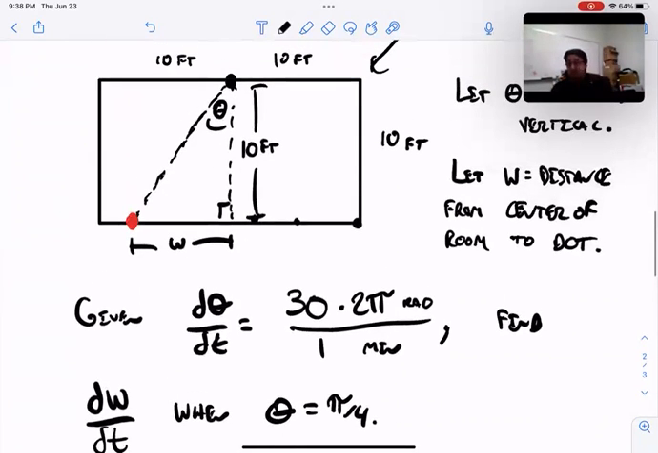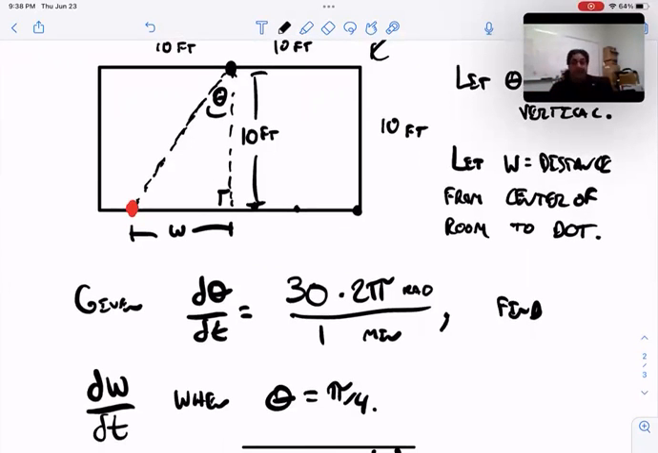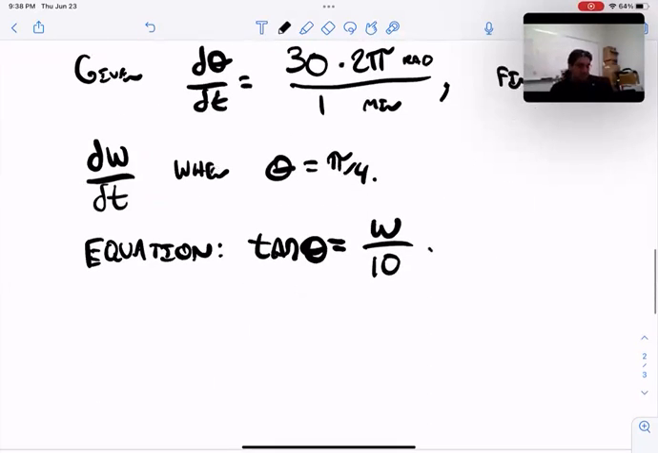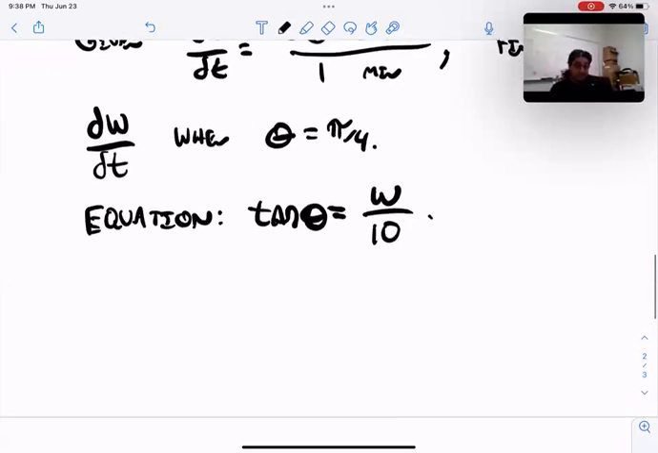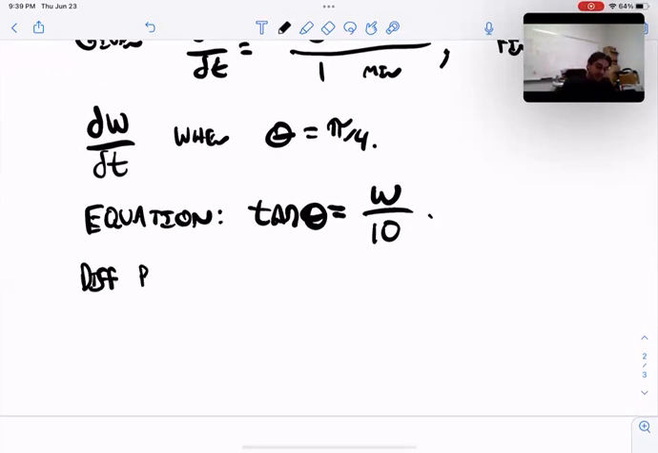It relates the quantities of interest in this problem. In a different problem, you'll probably use a different equation, but just find some equation that relates the quantities that you have. If you're trying to relate a leg and a hypotenuse, then maybe you want to use the Pythagorean theorem. Here, I was trying to relate an angle and a leg, so tangent made sense. But there's our equation. Now I can differentiate both sides with respect to t.